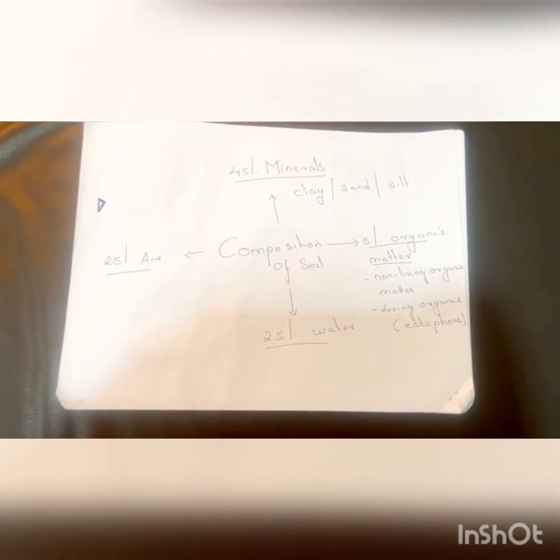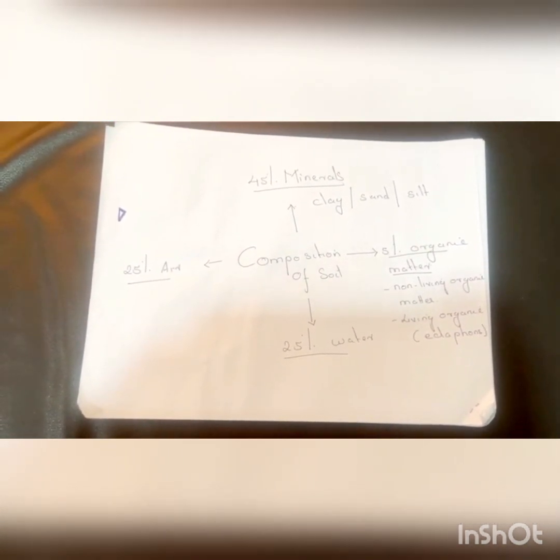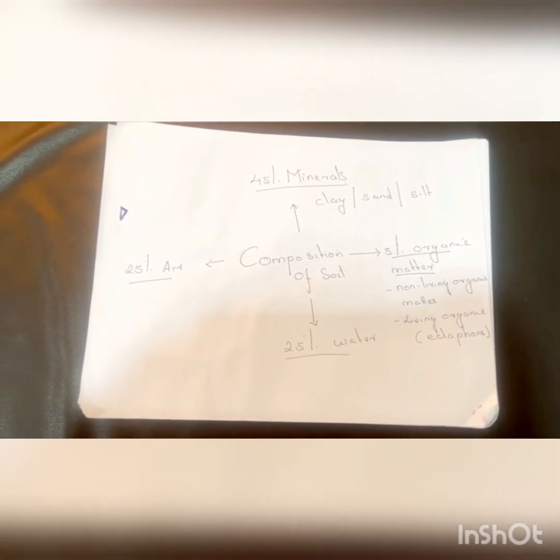We will see what is the ideal or perfect composition of soil so that plants can have healthy growth. The composition of soil is mainly four things: 45% minerals, 5% organic matter, 25% water and 25% air. The 45% mineral is mostly clay, sand and silt. The 5% organic matter is living and non-living. The non-living organic matter consists of lipids, proteins, carbohydrates, humic acid and fulvic acid. The living organisms are bacteria, fungi, and worms that live in the soil.